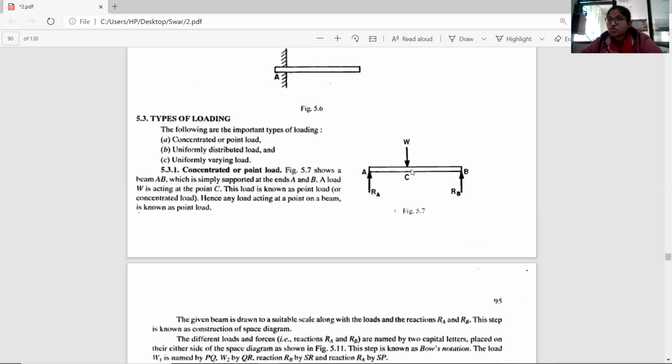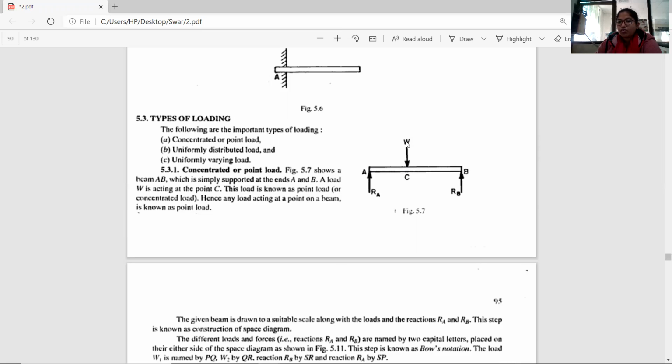It is not necessary that there is only one point load acting on a beam. There can be so many point loads acting on a beam, but a point load means only at this point I have this W load, only this point. If I have another point D, then W2 load is acting on point D. That is not varying. This W load is not varying throughout the beam. It is only acting on this point C.